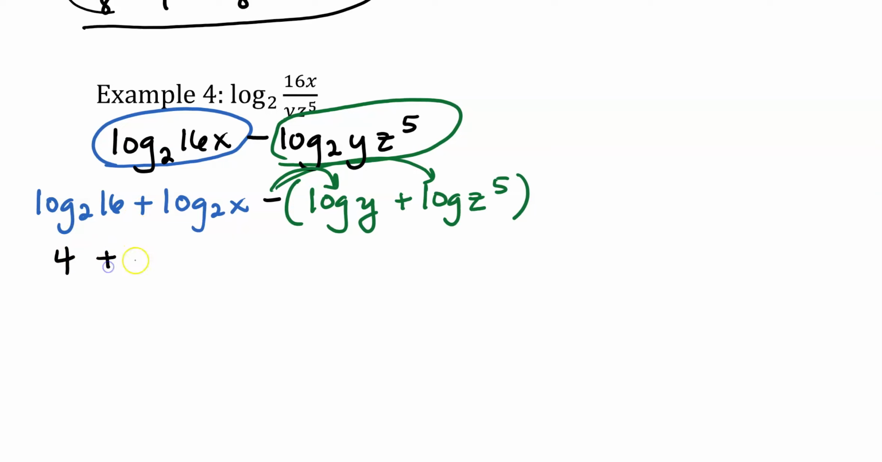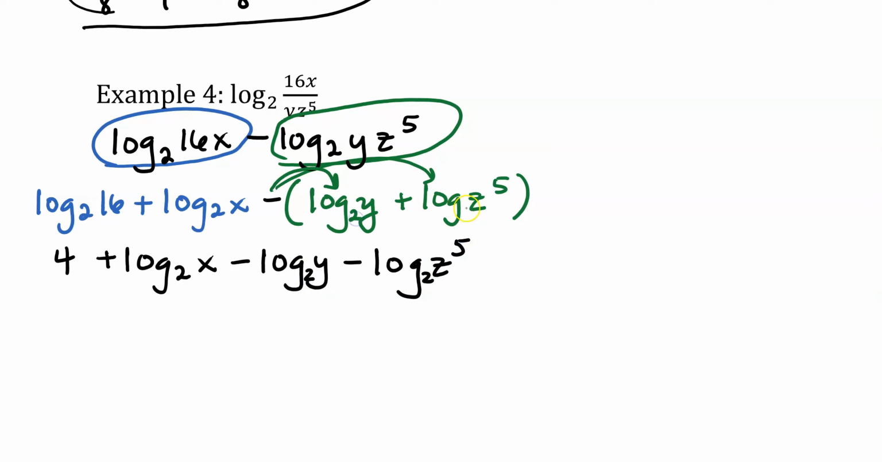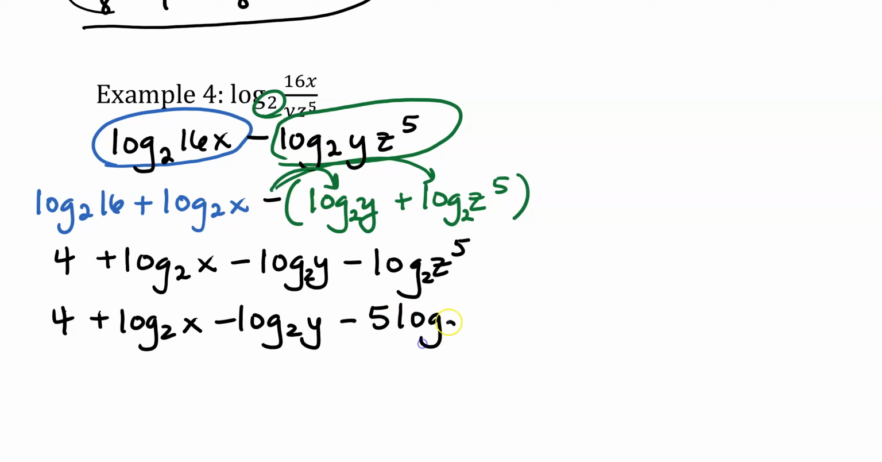because 4 is the exponent that goes on 2 in order to give us 16. I'll bring down my log base 2 of x. And before I use the power rule on that last logarithm, I'll go ahead and distribute my negative. And I dropped my base 2 on some of these logarithms. Let me go in and put those there. The original base of this logarithm was 2, so all of our logarithms should have log base 2. So we have 4 plus log base 2 of x minus log base 2 of y minus, now I will use the power rule on that last logarithm to give me 5 log base 2 of z.